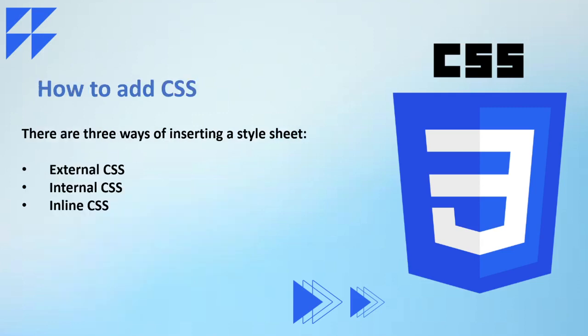Okay, now let's see how we can add CSS. There are three ways of inserting a style sheet or CSS. First is external CSS, second is internal CSS, and the third one is inline CSS. So in this video, let's try to add CSS by all these three ways. First one is inline CSS. Here is the simple syntax.